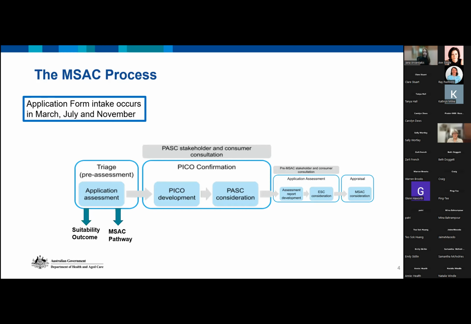So if a PICO is required, the application follows what is known as a standard MSAC pathway, which includes PASC advising and confirming the PICO before the assessment report is developed for consideration by ESC and MSAC in the assessment phase of the process. PICO confirmations are prepared by health technology assessment groups. They're external groups with expertise in HTA, with input from the applicant and usually clinical experts as well. An application usually bypasses PASC if the PICO elements are very clearly defined, which usually occurs if a similar application has already been through the process, there's a pre-existing PICO, and it can be reused to inform the development of a new assessment report.